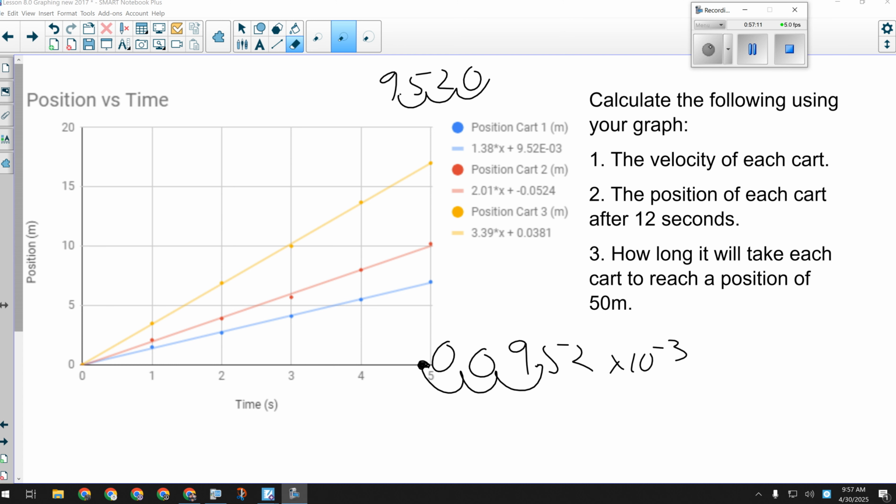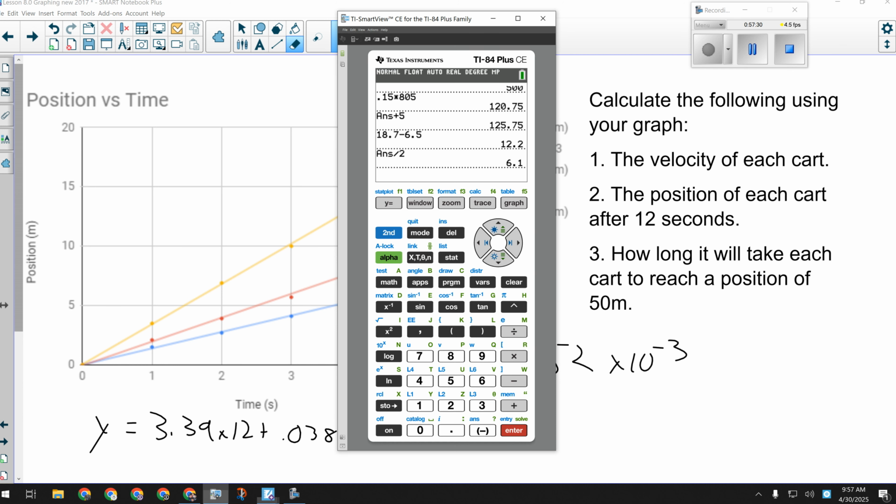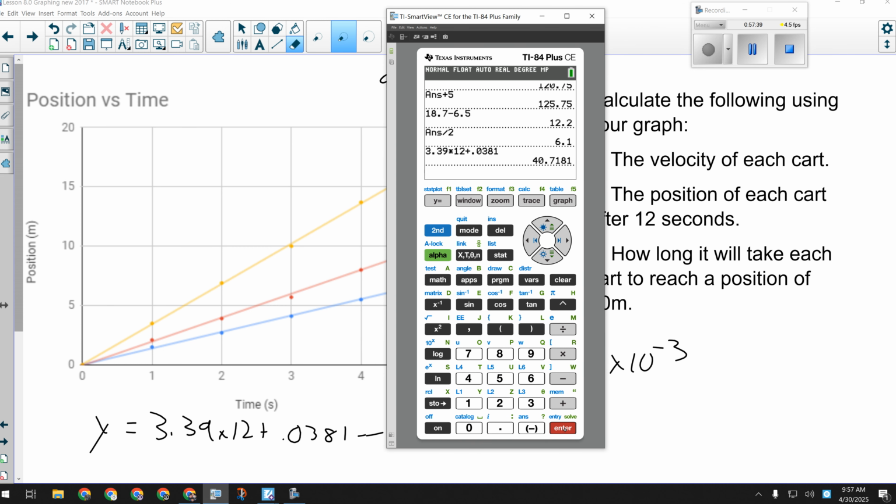Okay, so I'm solving for y, I'm given x. X is 12 seconds. Okay, so y equals, for cart 3, 3.39 times 12 plus 0.0381. Punch that in and you've got your position after 12 seconds. So 3.39 times 12 plus 0.0381. Okay, so we should get a position of 40.72 meters, okay?